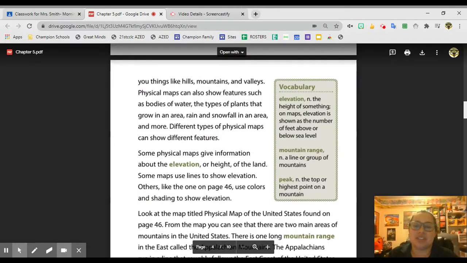Physical maps can show features such as bodies of water, the types of plants that grow in an area, rain and snowfall in an area, and more. Different types of physical maps can show different features. Some physical maps give information about the elevation or height of the land. Some maps use lines to show elevation. Others, like the one on page 46, use colors and shading to show elevation. So elevation is the height of something on maps. Elevation is shown as the number of feet above or below sea level.